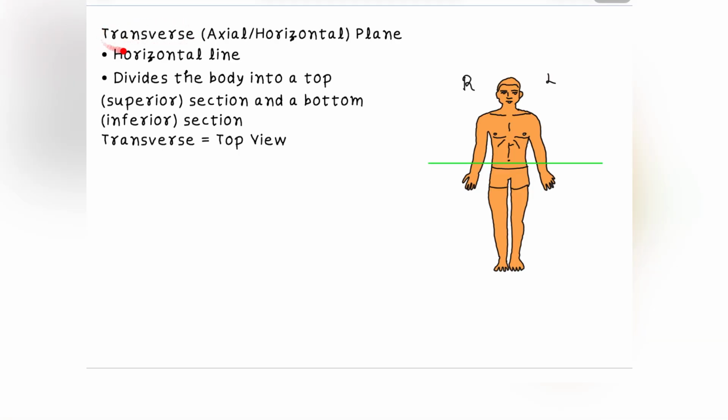Now let's talk about the third plane, which is the transverse plane or horizontal plane. It is a horizontal line which cuts the body into superior and inferior parts, or top and bottom parts. And the simple thing to remember is, from T, we call it top view.